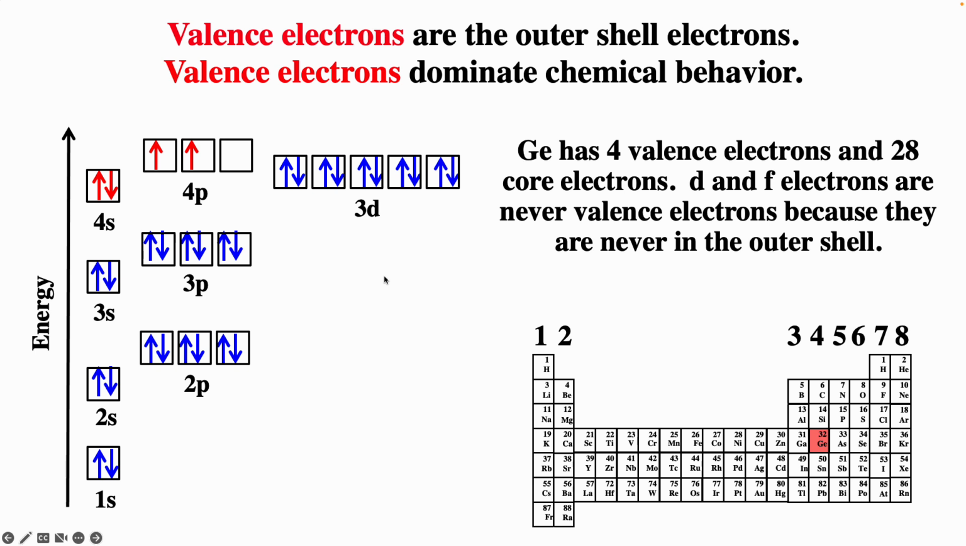So d and f electrons are never valence electrons. Also notice the column: if you look at the column number, ignoring the transition metals, that will give you the number of valence electrons. And so the first column has 1 valence electron, second column 2. The column with boron 3, 4, 5, 6, 7, 8. The noble gases have 8 except for helium, which has 2. The halogens have 7 valence electrons. Hydrogen has 1 valence electron.